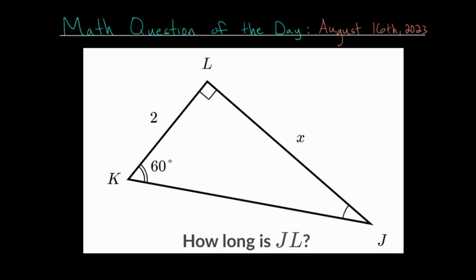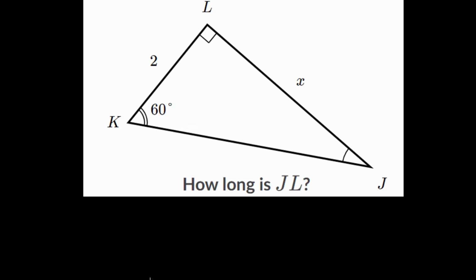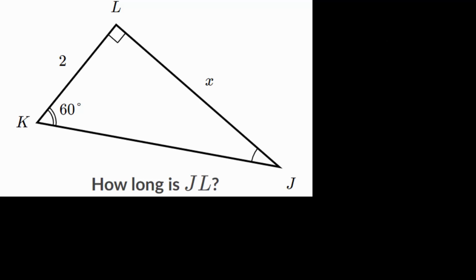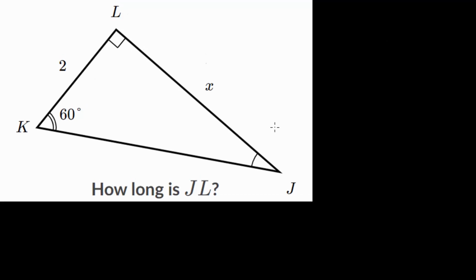Now, assuming that you have attempted the problem, let's start working through this. There are a couple different strategies that we can use to figure out this missing side length, which we've labeled as x. One strategy is to recognize that this is a special right triangle. If this angle here is 60, that tells us this angle here at J has to be 30 degrees. And these special right triangles, these 30, 60, 90 triangles, have unique properties.